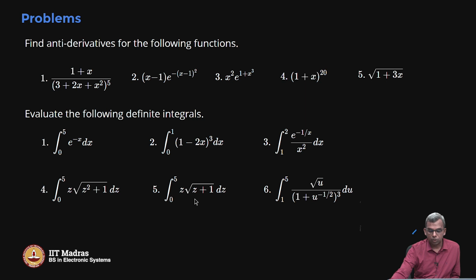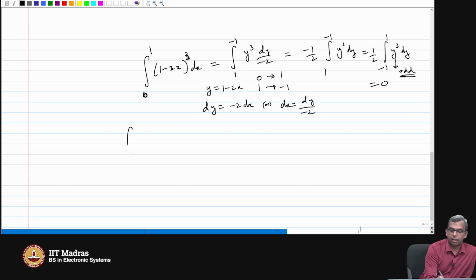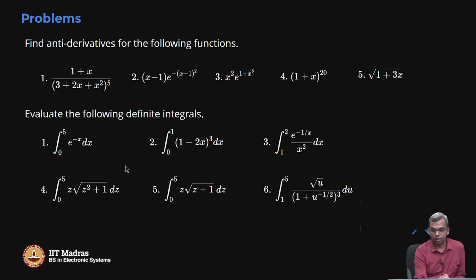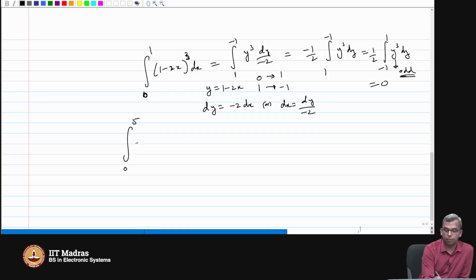Okay. What about this one? Let me do this one. This one is slightly different from what you have seen. z root z plus 1. So the integral, I think it's 0 to 5, anything else is also okay, z root z plus 1 dz. Once again, the most obvious thing you are looking at is y equals z plus 1, isn't it? It's very clear, and dy becomes just dz, because the derivative of this is just 1. So dz is dy. And what about the limits? 0 goes to 1, 5 goes to 6.